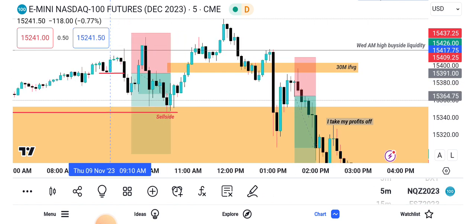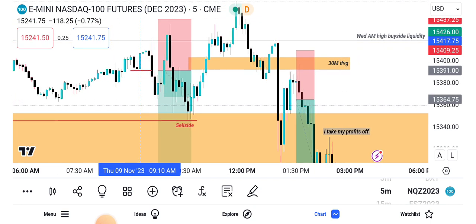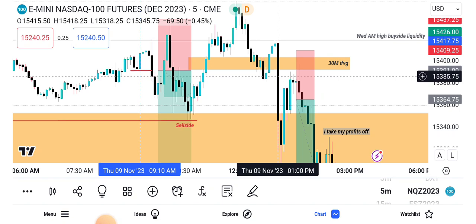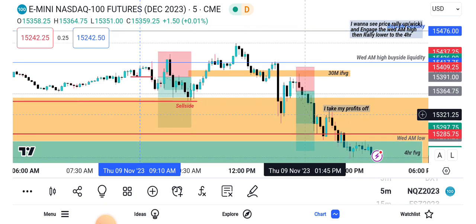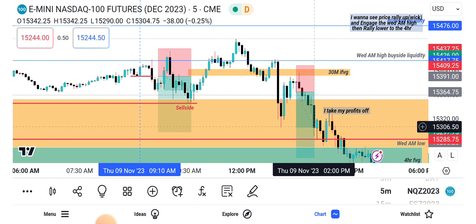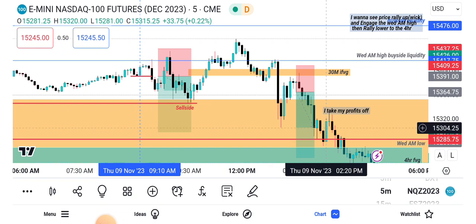then rallied down. So what we can see is inside this 30 minutes fair value gap is a 5 minutes fair value gap that had already been traded, whereby we had buy side delivery but lacked sell side. So sell side was delivered here. That's balanced. So price delivered into that, then sharply moved lower.